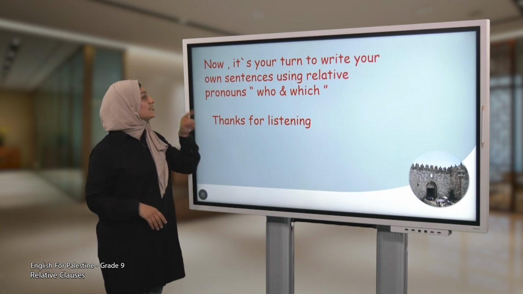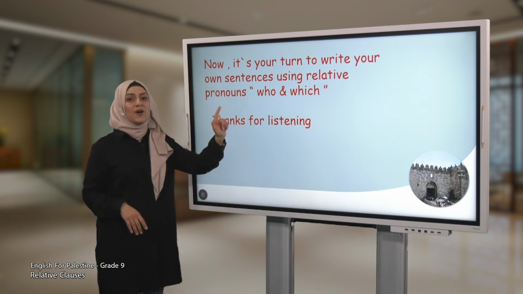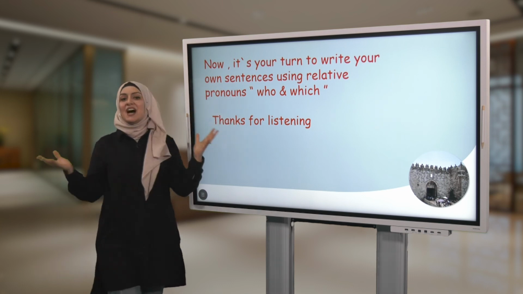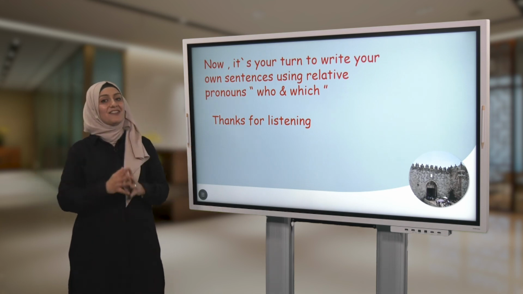Please write your own sentences using relative pronouns "who" and "which". I hope that you have enjoyed this lesson and that you have learned a lot.